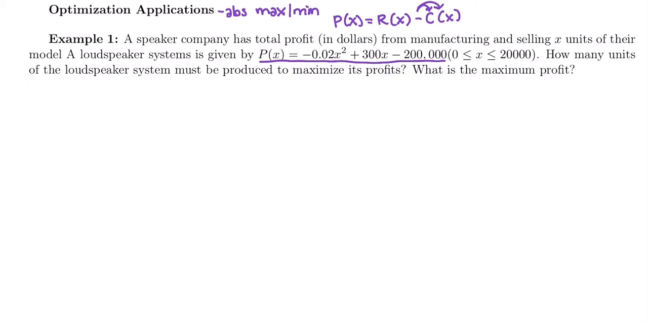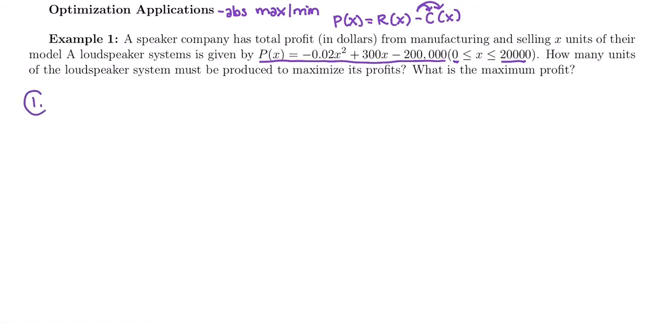And they can make anywhere between 0 and 20,000 speakers. So we're, of course, not going to tell them, hey, you should make 50 billion speakers. You'll have a really good profit. They can only make between 0 and 20,000. And we want to figure out how many units of the loudspeaker system they should produce to maximize their profit and figure out what the maximum profit would be. So we're going to do our two steps.